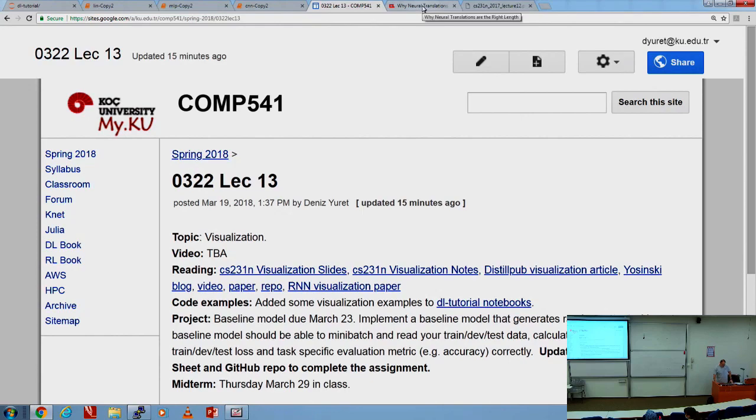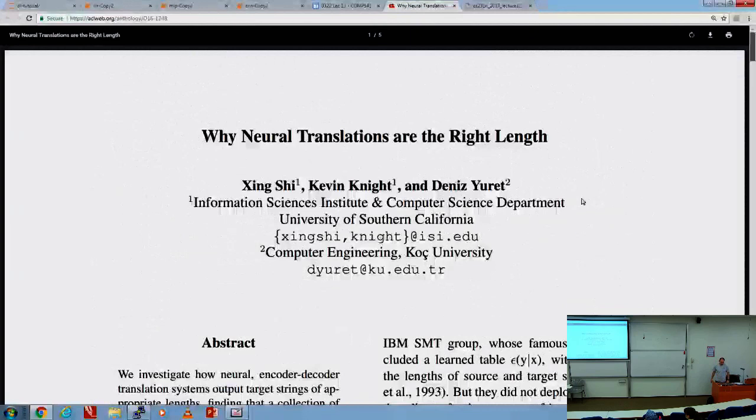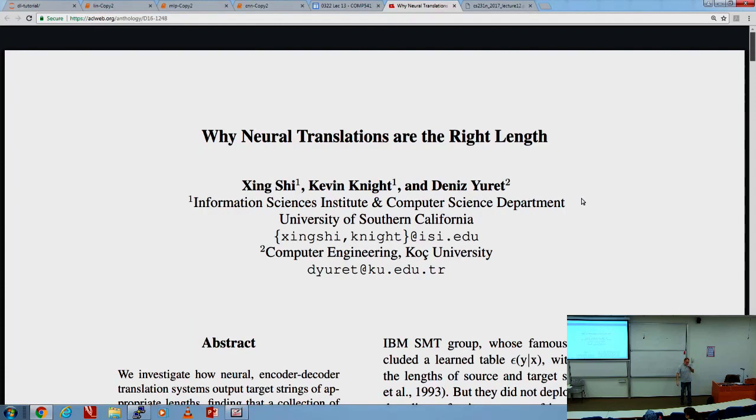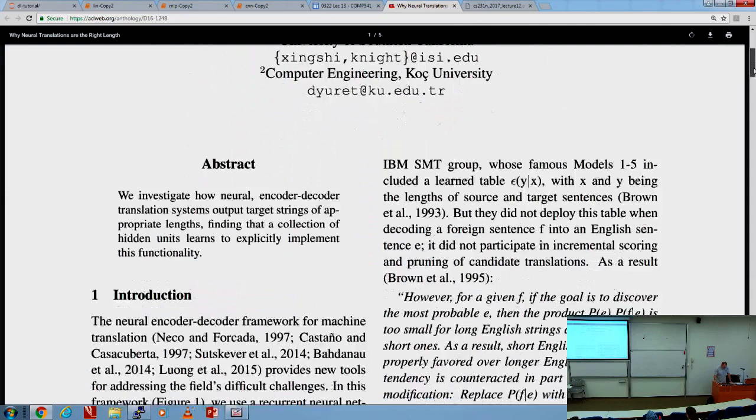I'm going to start with RNNs. So here's a paper we wrote a couple of years ago, trying to figure out what's going on inside RNNs. RNN visualization is an understudied area. It's harder to understand what's going on. It's harder to visualize what's going on inside an RNN. So most of the examples today will be about convolutional networks, but I'll start with this one just to give you an idea what you can do with RNNs.